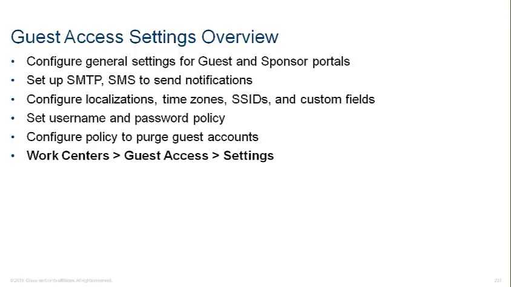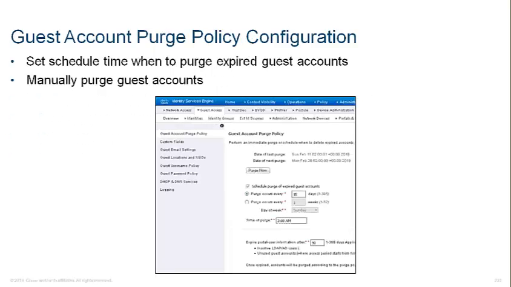Set up SMTP, your SMS to send notifications. That almost looks like you could set up SMS on there, right? That second statement down. I know you can do the mail, right? But I guess maybe you could do the SMS. Configure localizations, time zones, SSIDs, and custom fields. Let's see, standard things here. When you're going to purge, we saw a diagram there on the purge when we're going to wipe accounts out. And they're showing us another purge one here.